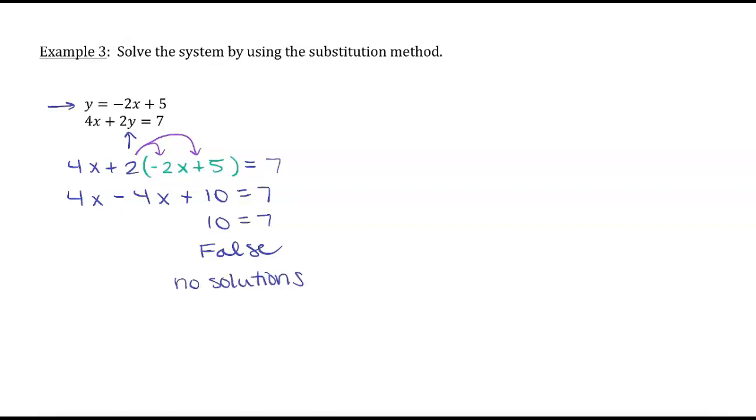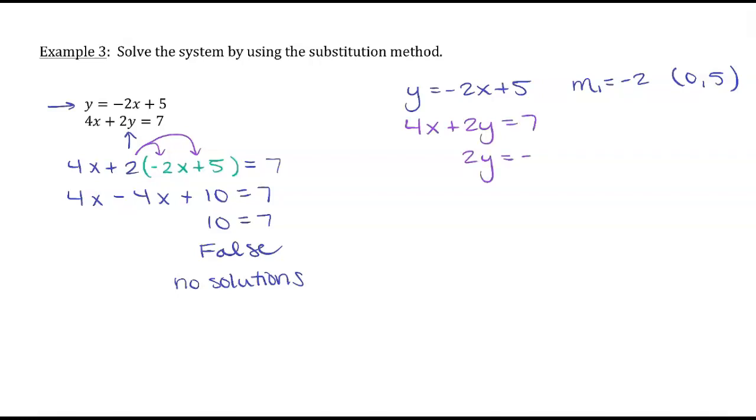Let's take a closer look to see why this system has no solutions. Our first equation was already solved for y, so we can see that it has a slope of negative 2 and a y-intercept of (0, 5). The second equation is not solved for y, but we could do so. Subtracting 4x from both sides, we have 2y equals negative 4x plus 7. And dividing everything by 2, we get y equals negative 2x plus 7/2. That means that the second equation has a slope of negative 2 and a y-intercept of (0, 7/2).